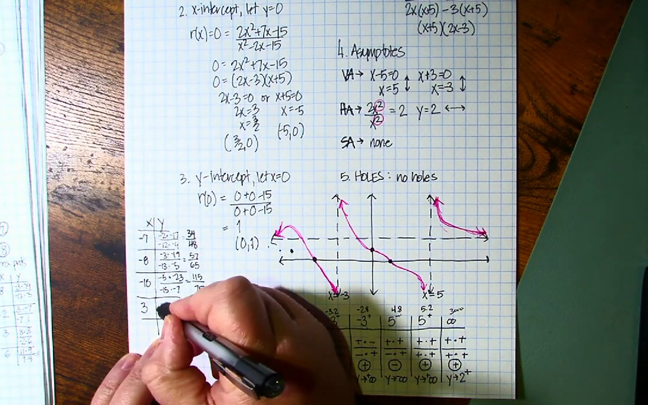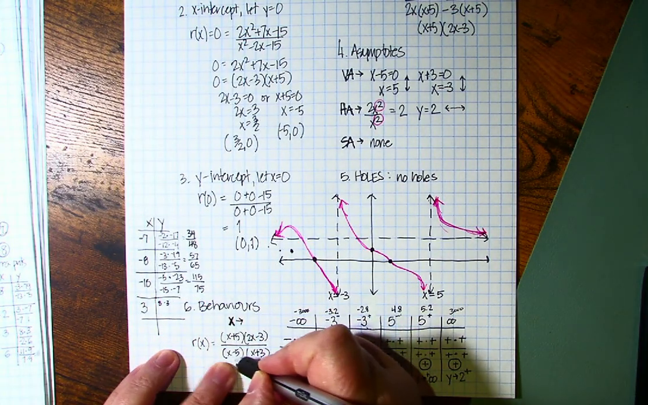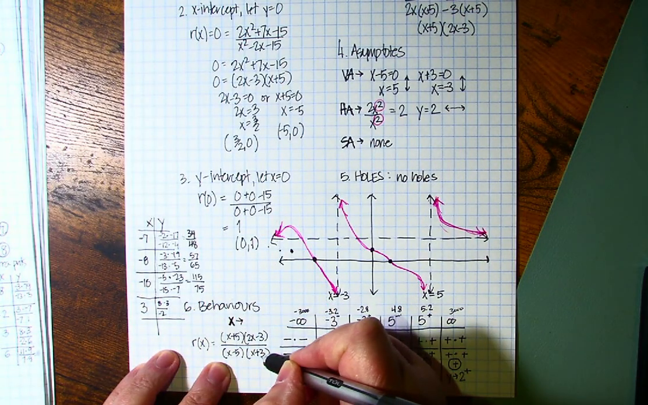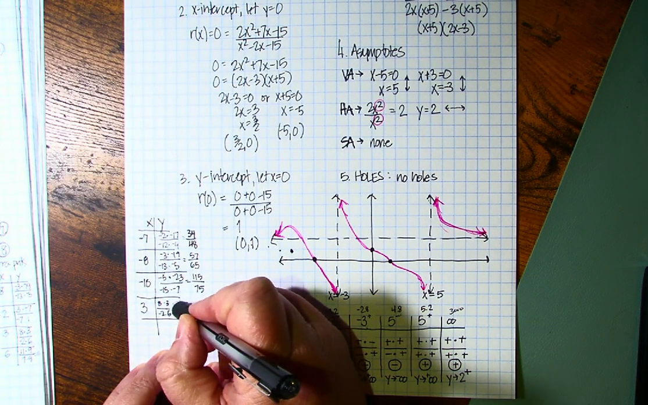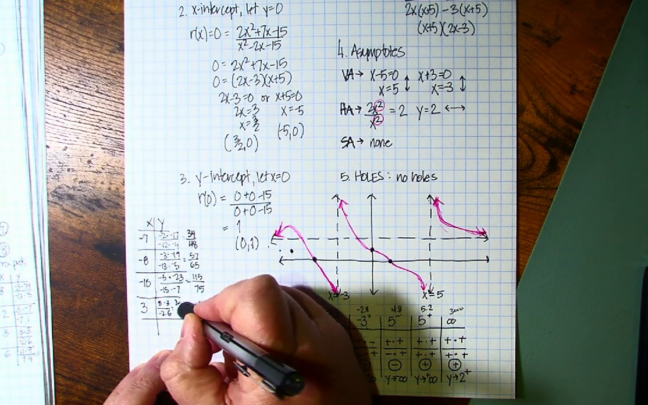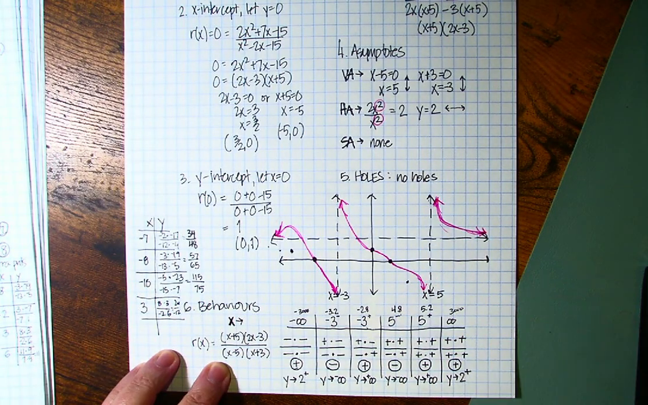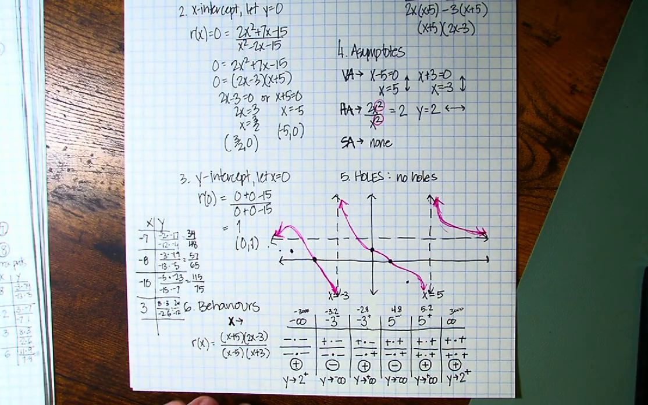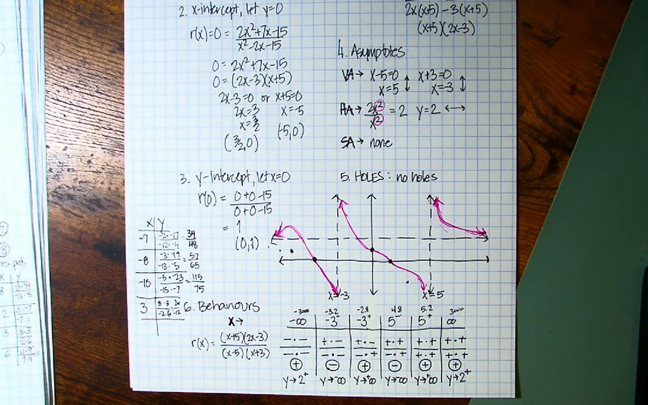If I do a 3, 3 plus 5 is 8. 2 times 3 is 6 minus 3 is 3. 3 minus 5 is a -2. And 3 plus 3 is 6. So this is going to be 24 over a -12. So that's going to be a -2. So at 3, it should have been at a -2. All that would do is just make me adjust my graph slightly. But it does demonstrate that this area should be below the line.